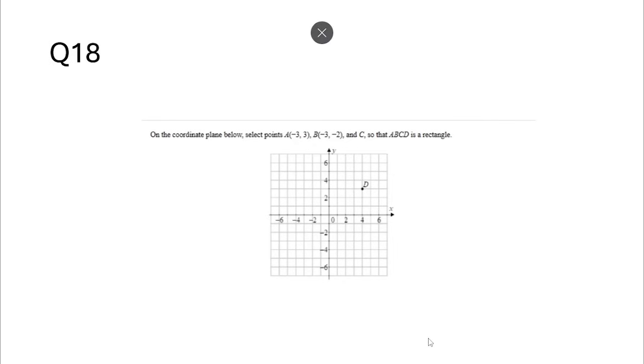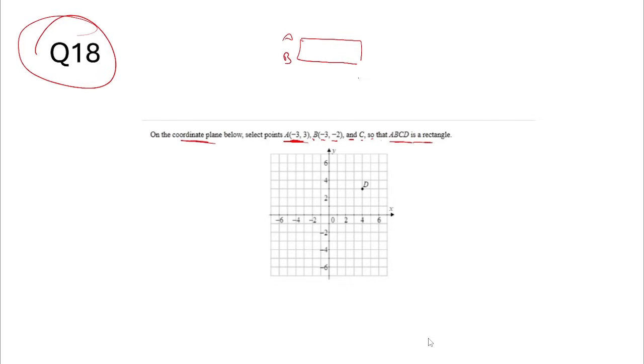Okay, question number 18. On the coordinate plane below, select points A (minus 3, 3), B (minus 3, minus 2), and C, so that ABCD is a rectangle. Okay, ABCD is a rectangle. In this rectangle, as you know, this is the length, this is the width, and opposite sides are equal. So this length is equal to this length, and this side is equal to this side.